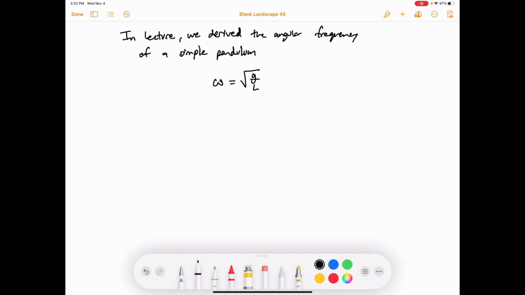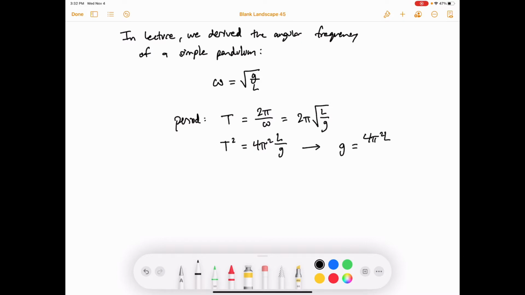We'll also remember that the period of any simple harmonic motion is given by capital T. That's how long it takes to undergo one full cycle. That's 2 pi divided by omega. So this would be 2 pi times the square root of L over g, so we have to flip the fraction. If we square both sides, we have T squared is equal to 4 times pi squared times L over g. We're looking for g. g is equal to 4 pi squared times L divided by T squared.